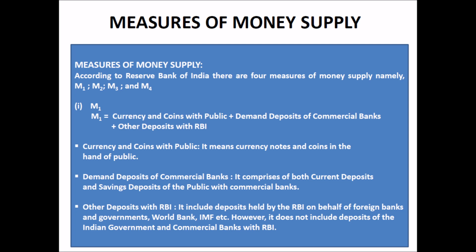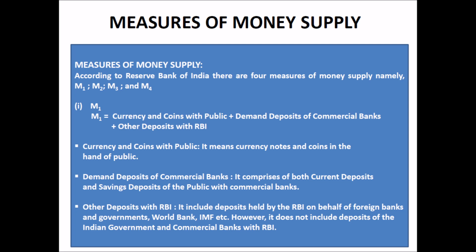So today we are going to discuss measures of money supply. We will be discussing only the first part today in this lesson, and then we will proceed to the next lesson in our next class. According to the RBI, the Reserve Bank of India, there are four measures of money supply in India, namely M1, M2, M3 and M4.